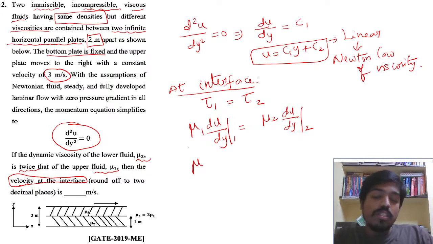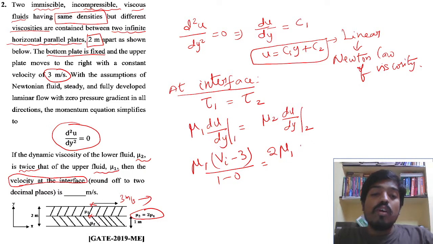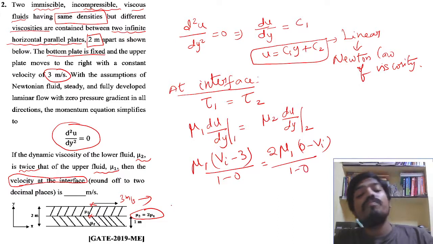What is the velocity change? Between this point and this point, the interface velocity minus 3, and 3 is the velocity of the topmost point, 3 meter per second. Divided by the distance, 1 minus 0. Mu2 is equal to 2 times mu1, which is also given. Mu1 times the velocity 0 minus vi, divided by 1 minus 0.